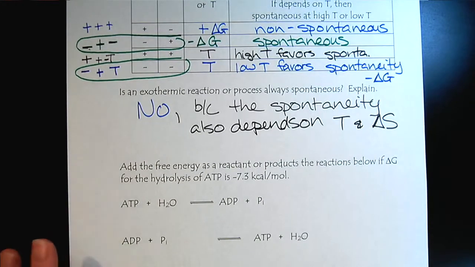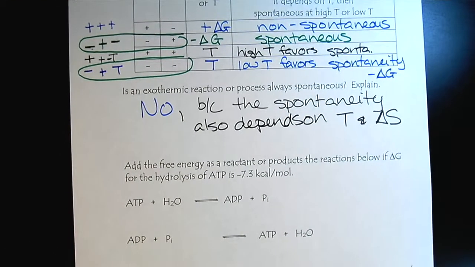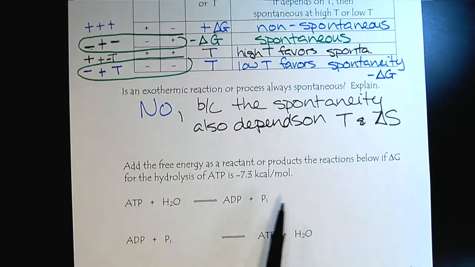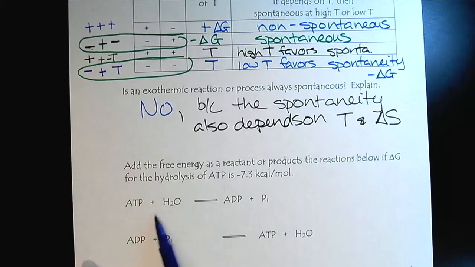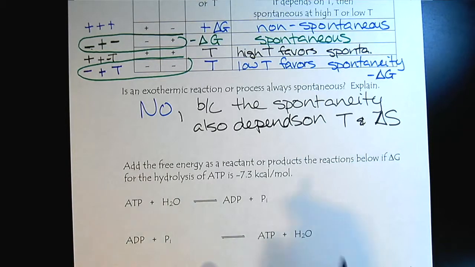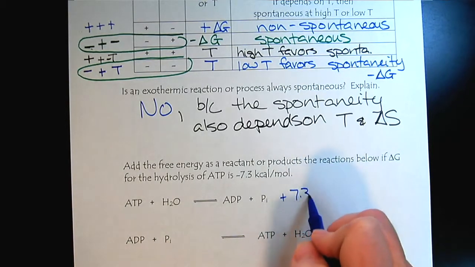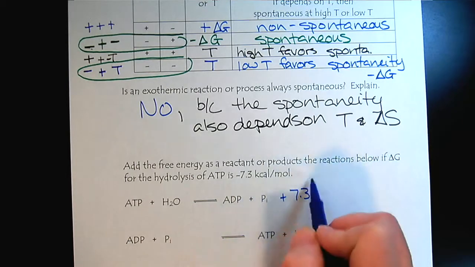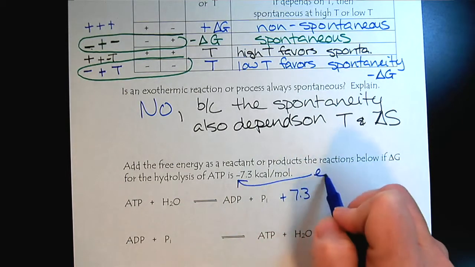So now we can see that the actual 7.3 kcals is actually the overall free energy. It does incorporate the entropy and the temperature. And so if we look here, we recognize that the hydrolysis is a spontaneous process. So we would add the free energy, and that negative sign tells us exergonic.